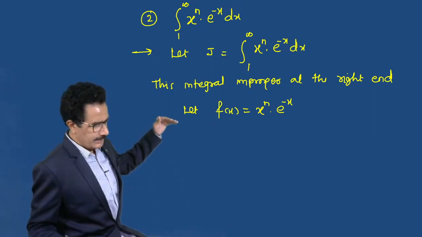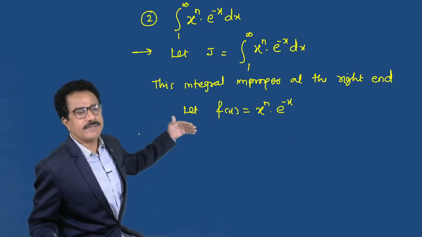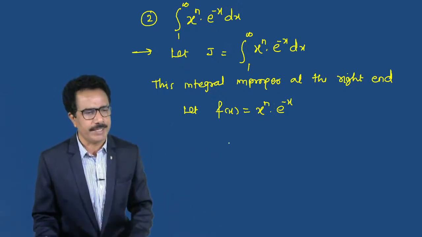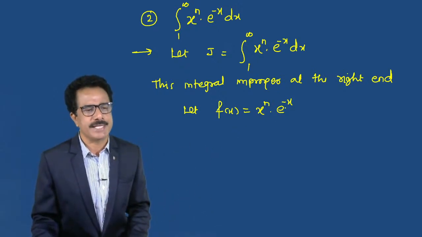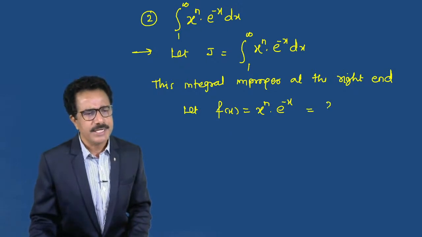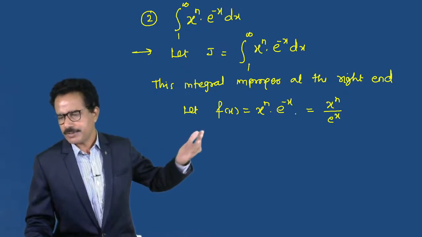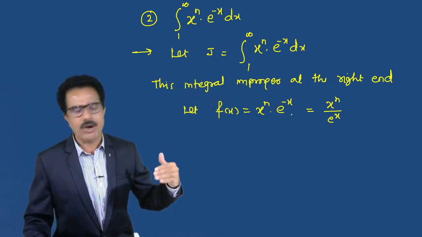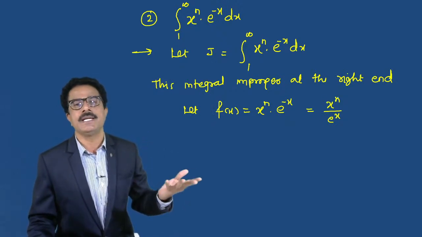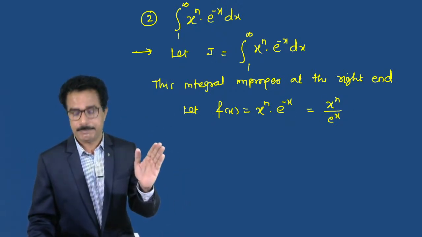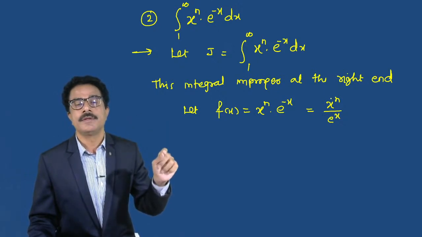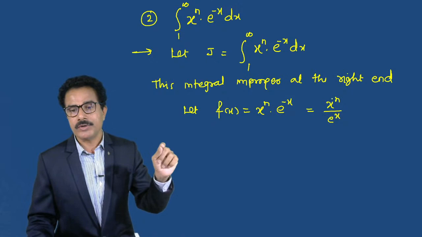Now we consider another function g of x, which has the same behavior, 1 upon e raised to x, as this is also written as x raised to n divided by e raised to x. E raised to minus x means we can write x raised to n divided by e raised to x. Now how can we compare this? We can consider a function in the form of 1 upon x raised to n.